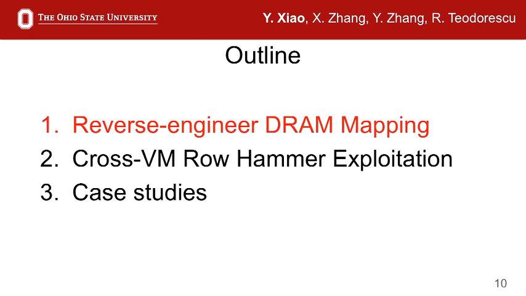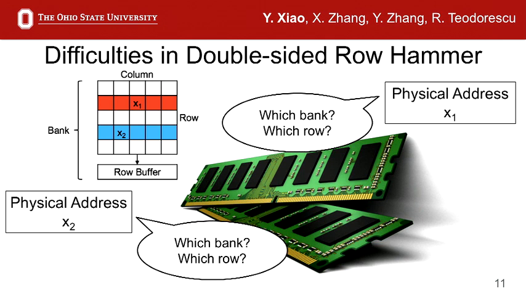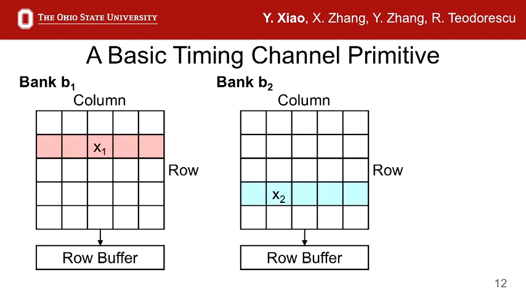Now, let me introduce to you the first section, the reverse engineering of DRAM mapping. Remember our first question: we need a way to find 2 rows in the same bank, with only 1 other row in between. However, Intel keeps how physical addresses are mapped to the hardware a secret, and different CPUs, different DRAM types and sizes all lead to different mappings. So given 2 physical addresses, how do we know which bank and which row they are mapped to? Or more specifically, are they in the same bank or neighboring rows?